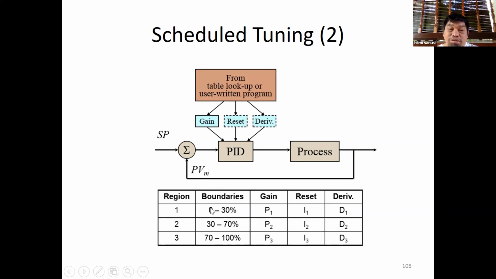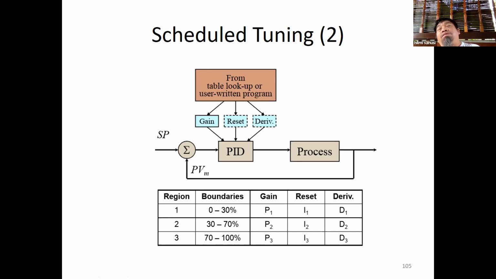Kalau satu boundary 0 to 30%, so this will be your P, I dengan D. Kalau region 2, this will be your this. Kalau region 3, this is. Macam mana dia nak decide region 1, 2 and 3? Kadang-kadang dia pakai fuzzy logic to define what is the region. Kalau macam ni dia tak pakai fuzzy logic, kita pakai boundaries.